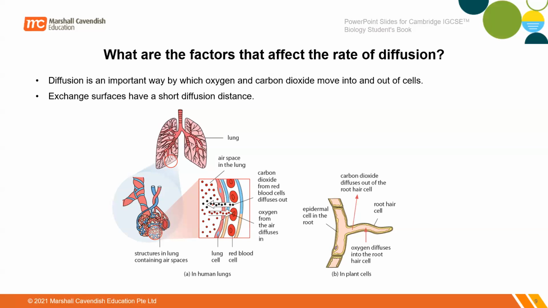The example of the root hair cell: oxygen will diffuse into the root hair cell, and this movement happens by diffusion, based on the diffusion distance, one of the factors. Carbon dioxide diffuses out of the root hair cell, so this is also a real example of diffusion.